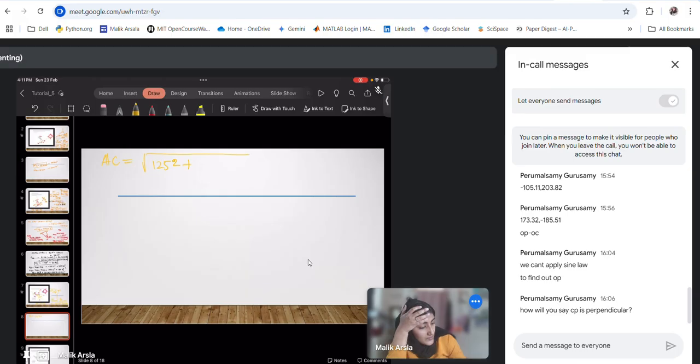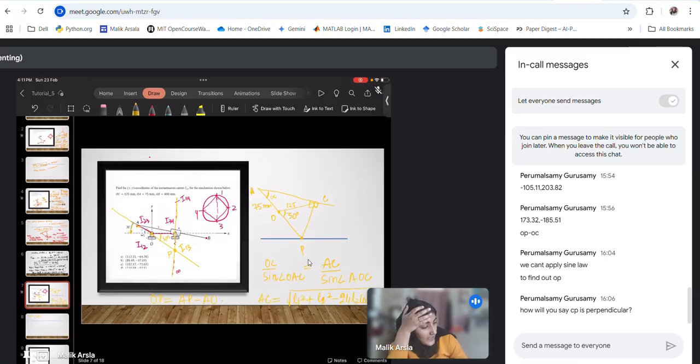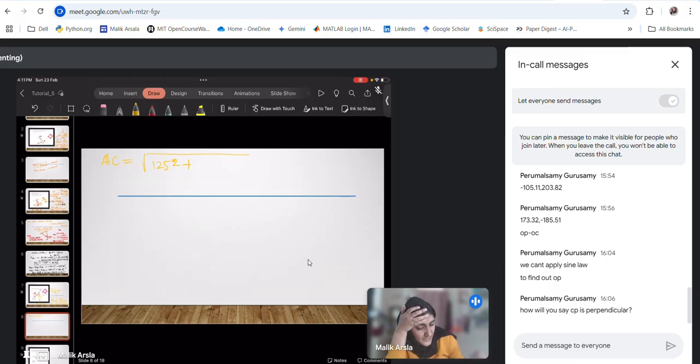L2 is basically this OA length here, right? This is L1, this is L2. So L2 will be OA, and OA is 75 mm, so it will be 75 square. Then plus 2, sorry, it will be minus here. Okay, minus 2 L1 L2, and then cos of theta 2.